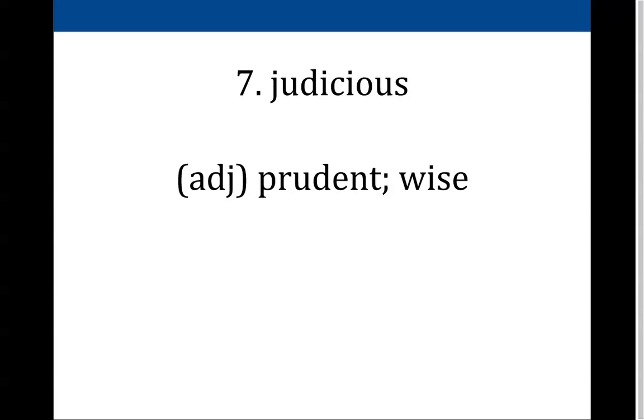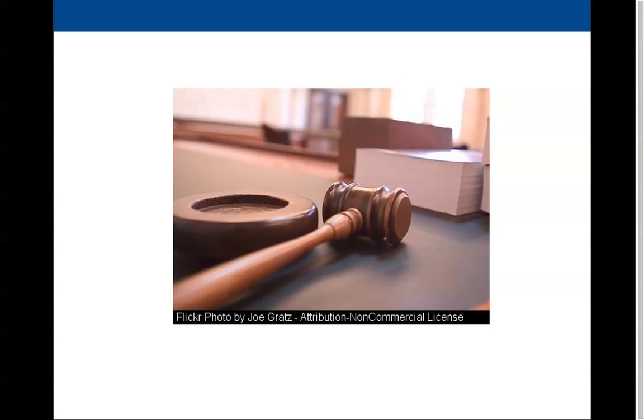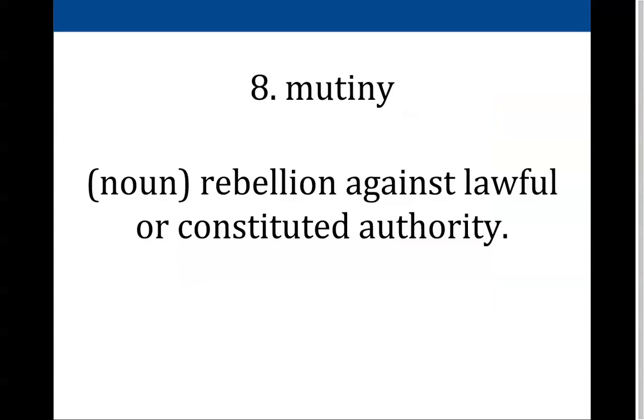Number 7 is judicious, and someone who is described as judicious is prudent, wise. This might be another synonym for sagacious. Because it's someone who is going to really think about the pros and cons before they make a decision. And it's no surprise that this might remind you of the word judge. Judges tend to be fairly judicious. They try to bring a lot of wisdom to their decisions.